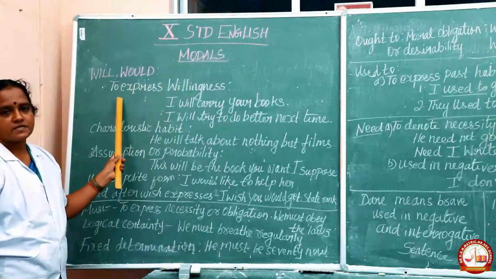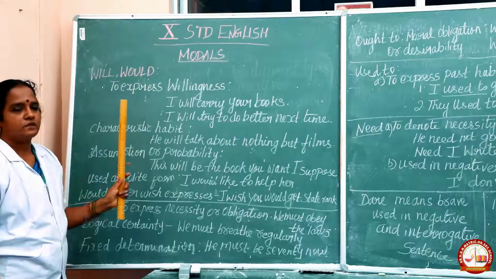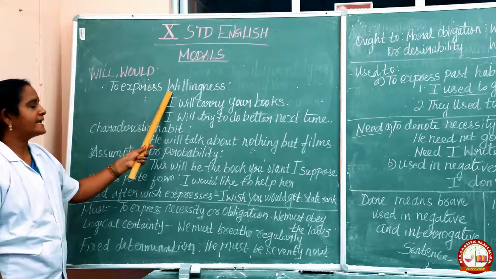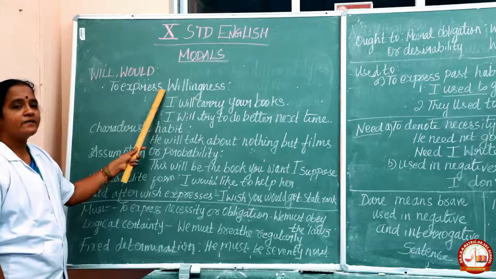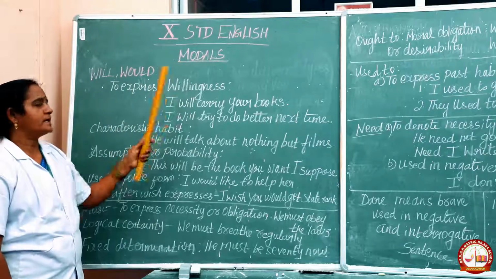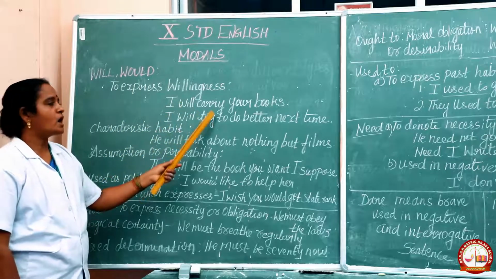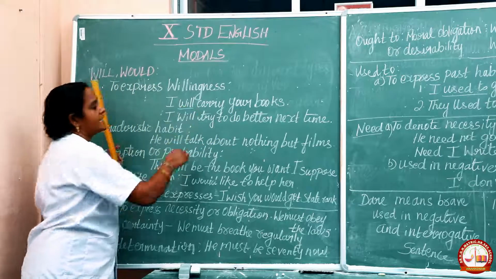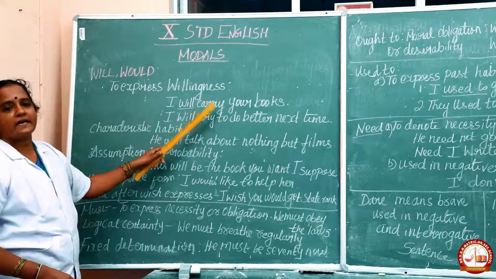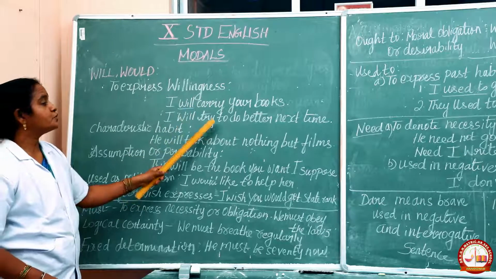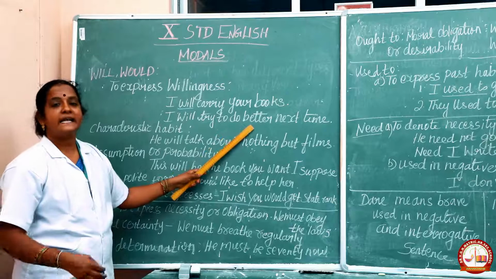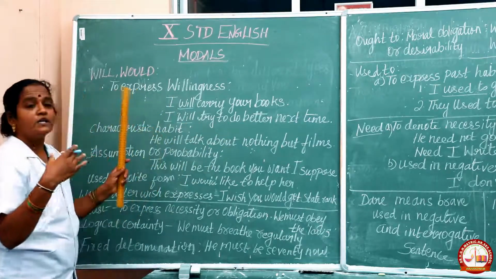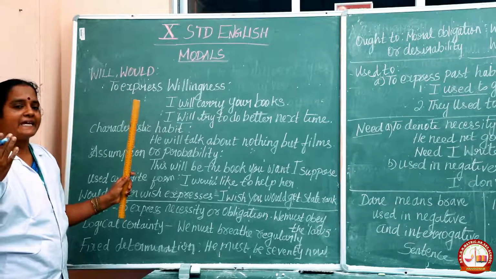Now we are going to see will and would. Will and would are used to express willingness. I will carry your books. It is a willingness to carry the books. I will try to do better next time. It is also a willingness to try to do better next time.